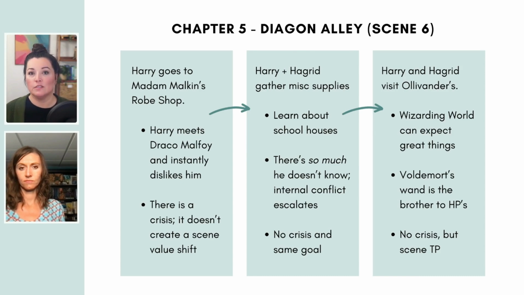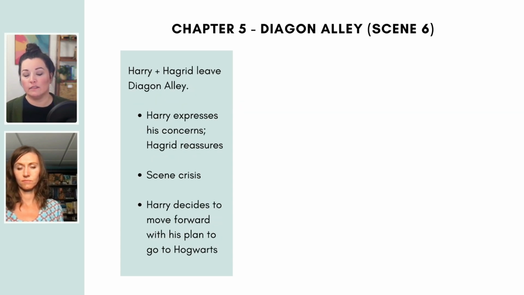After this, they leave Diagon Alley going back the way they came. He expresses his concerns to Hagrid. The scene crisis, climax and resolution occur here. So Harry decides, yes, I'm going to move forward. I'm going to tap into that courage and do the original plan of going to Hogwarts.